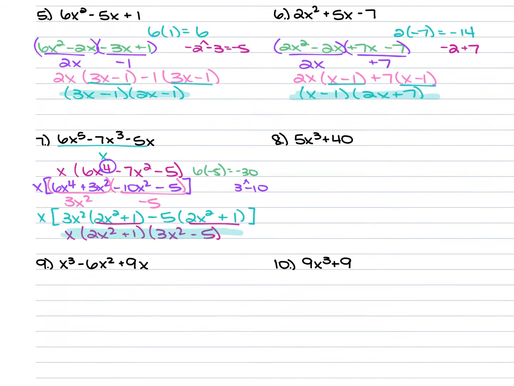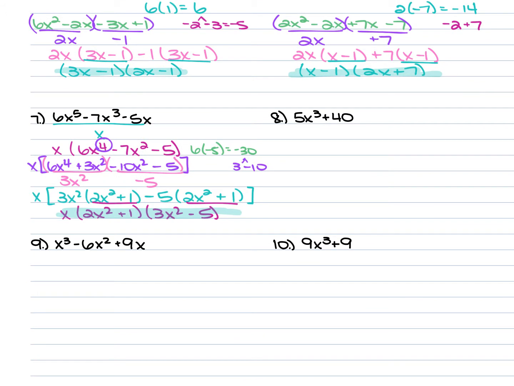For number 8, you have 5x cubed plus 40. You have a greatest common factor between these two terms, which is 5. So you'll factor out that 5, and it gets written as 5 times x cubed plus 8. That x cubed plus 8 is the sum of cubes because you can take the cube root of that x cubed, and you can take the cube root of that 8. The cube root of x cubed is x. The cube root of 8 is 2.